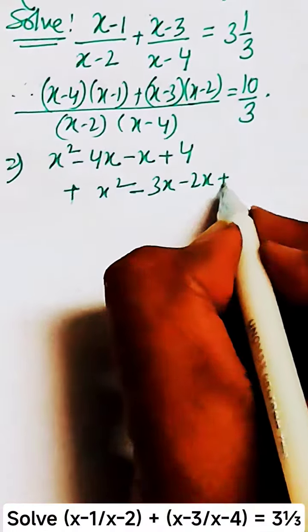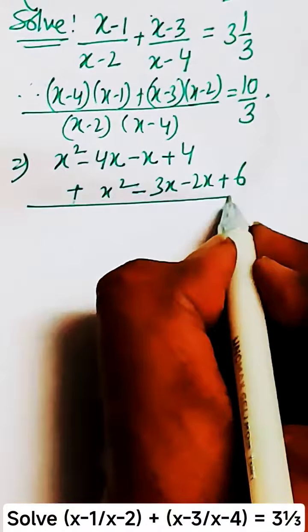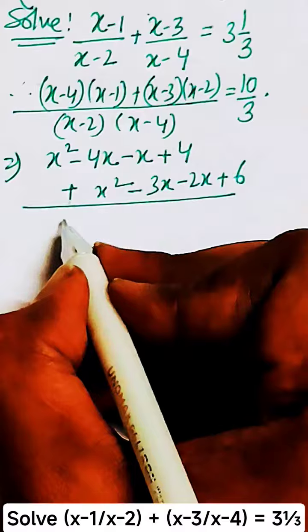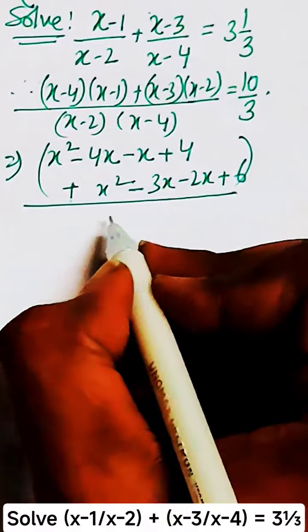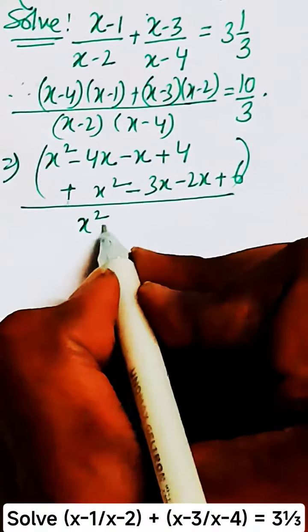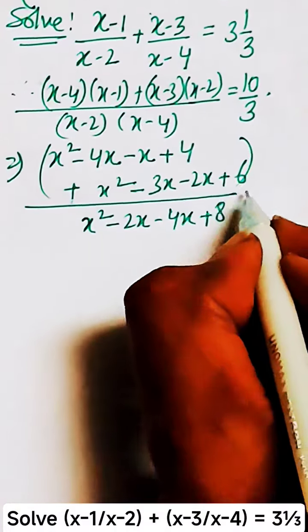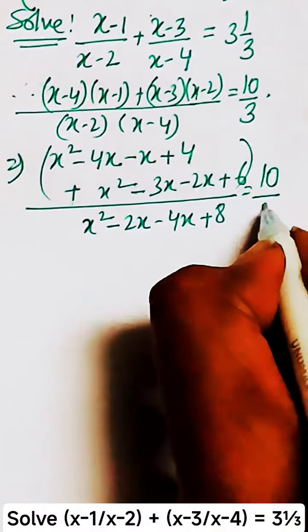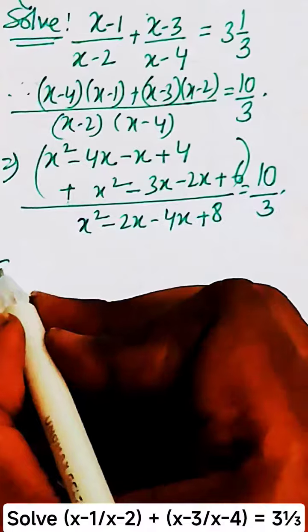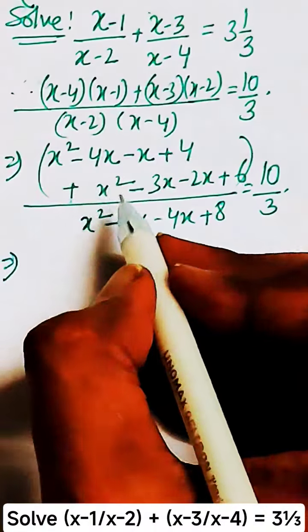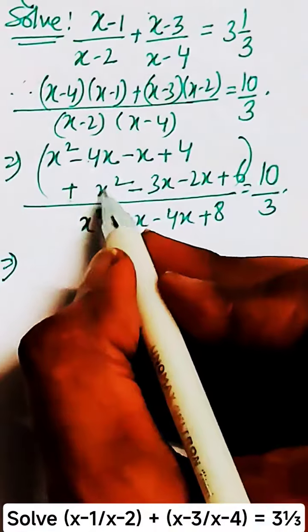The first bracket will be expanded as x square minus 4x minus x plus 4, and the last two brackets will be expanded as x square minus 3x minus 2x plus 6. And in the denominator we have the two terms x minus 2 and x minus 4. Just expand those also, and in this way we will be having this step. Now you can just add the like terms together.